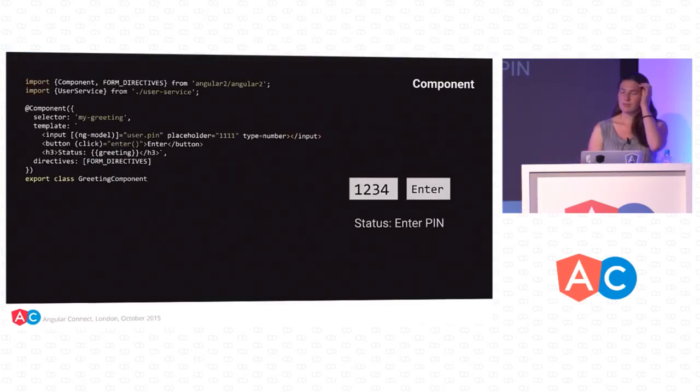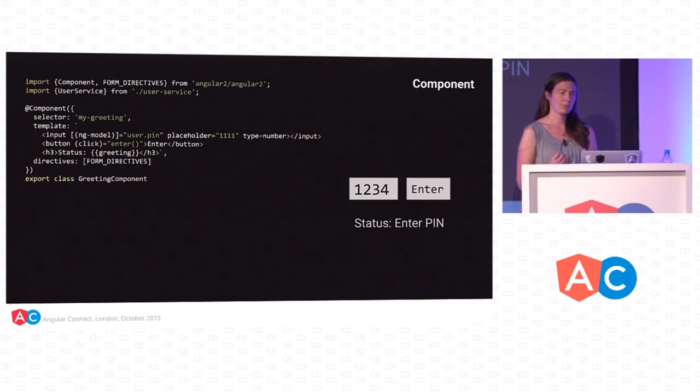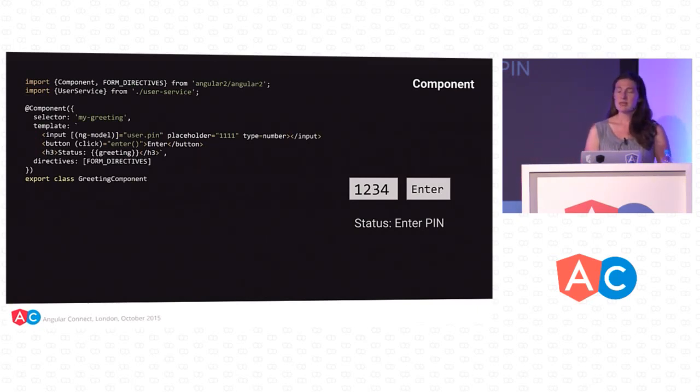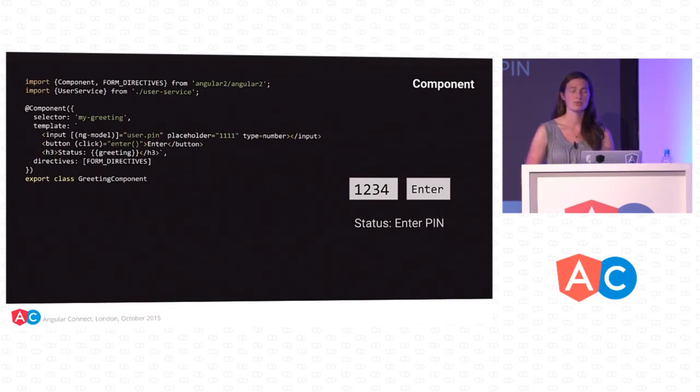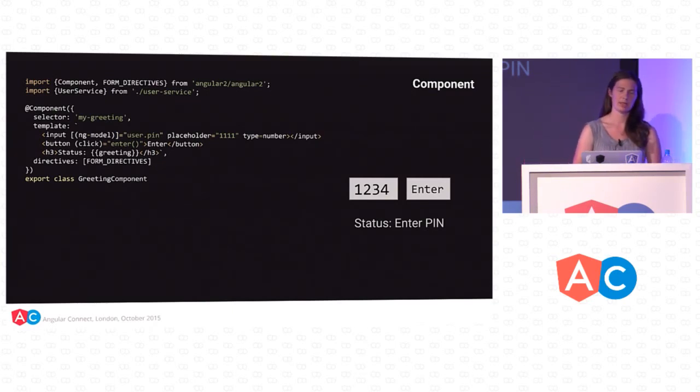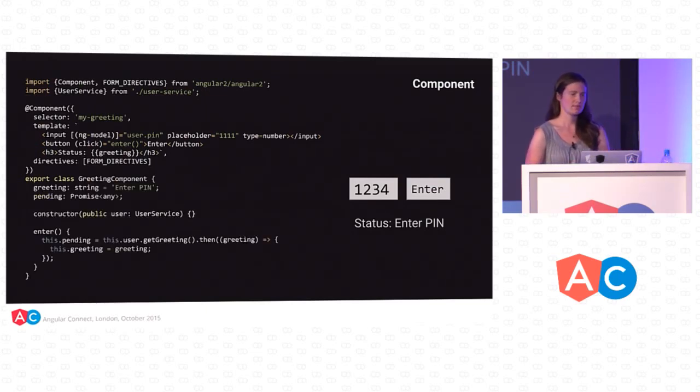The two components that we had were the greeting component and the border. So let's look at the greeting component first. This uses an input number and a button and then has one output of the greeting being bound to a header element. And it uses an ngModel from the form directives to manage the pin entry. The class is pretty simple. It just has the greeting property, which changes when you use the enter method. And we also are going to go ahead and store a promise that's pending whenever we are waiting for the login service.